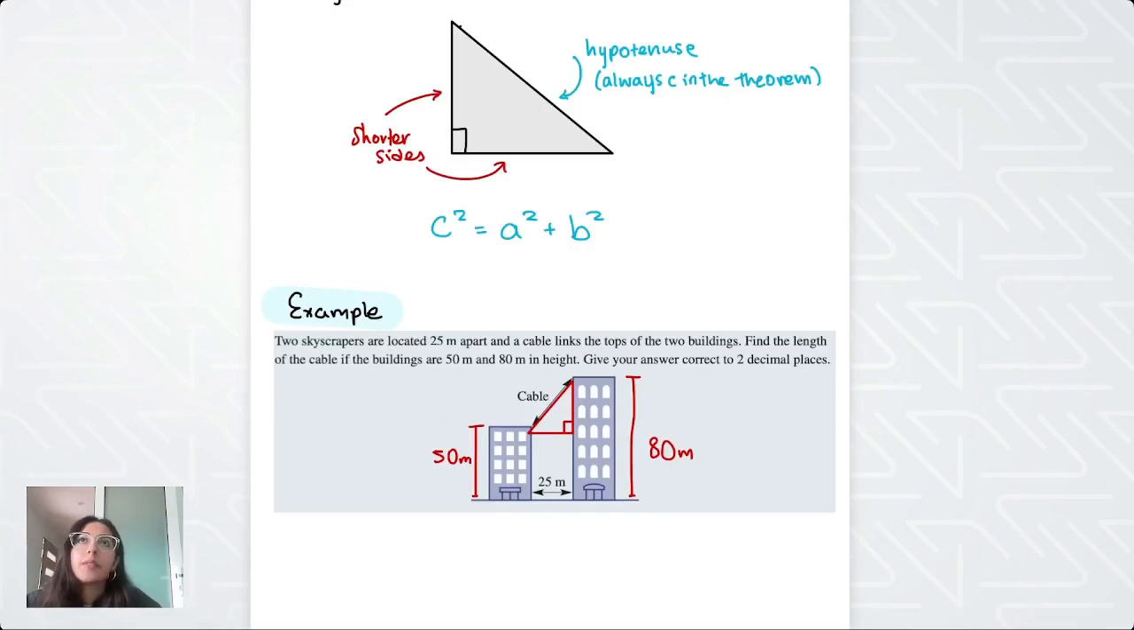Why do we need to know the 50-meter thingy? Because you need to know two heights. So you know this height, you know this length, but you don't know this length. You need to find it. How are you going to find it? 80 minus 50. Let's have a look.